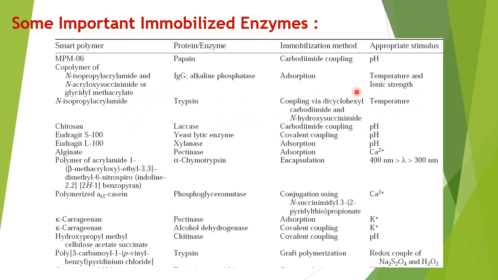And the enzyme can be activated again by inducing temperature variations. Another example is the pectinase enzyme. The matrix used for this is K-carrageenan, and the method of immobilization is adsorption. Here K+, potassium, is a cation, and potassium ions can be used to induce the activity of the enzyme again.